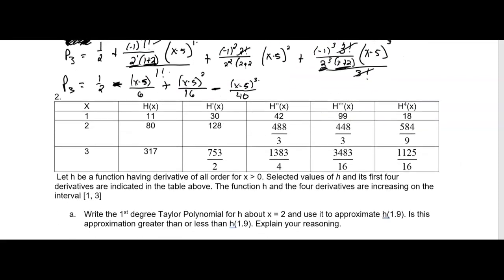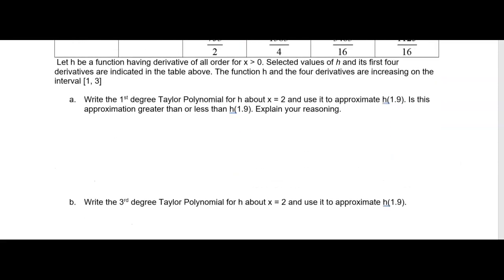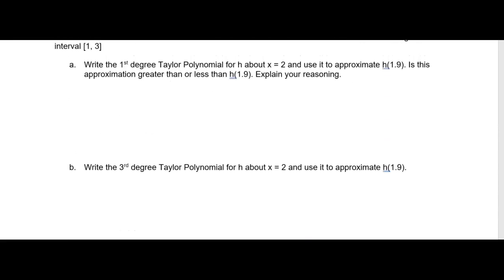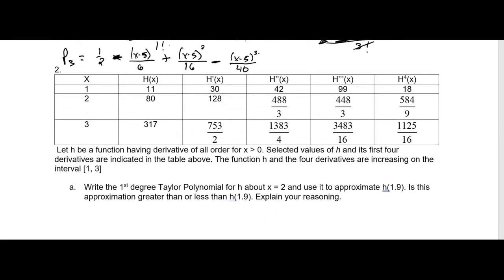All right, this one now was a full-blown question. If I remember correctly, did I give you all? Well, not quite, but it's going to give us a few of them. So you're given a big table here, a bunch of values for x, and then h's and every derivative that we would want through 4. Then it tells you that h is a function having derivatives of all orders for any x greater than 0. Selected values of h and its 4 derivatives are indicated in the table above. The function h and the 4 derivatives are increasing on the interval from 1 to 3. 1 to 3, that's pretty much where we're looking at.